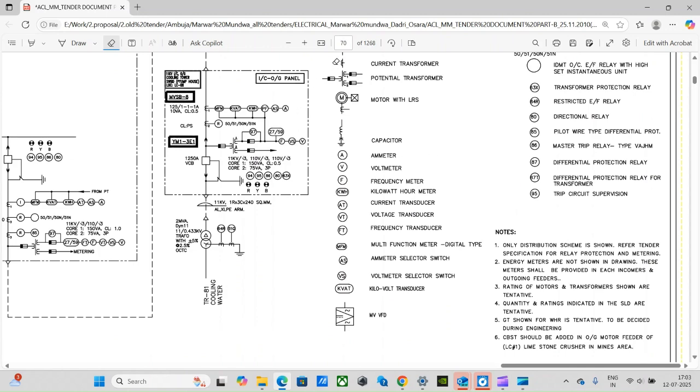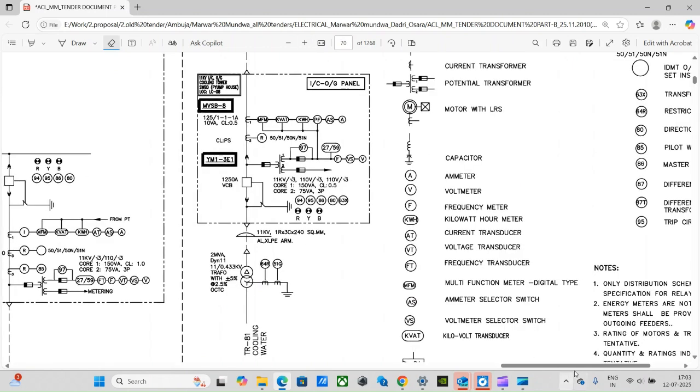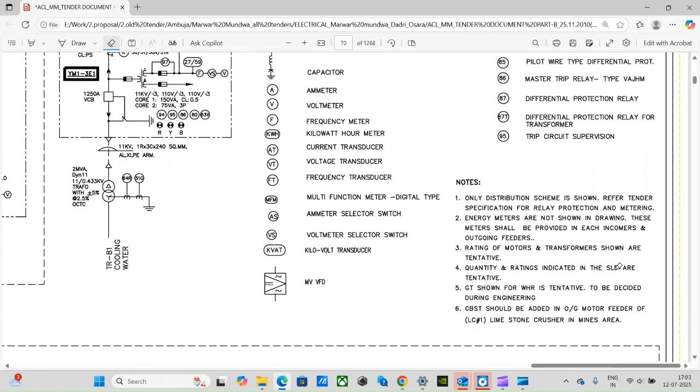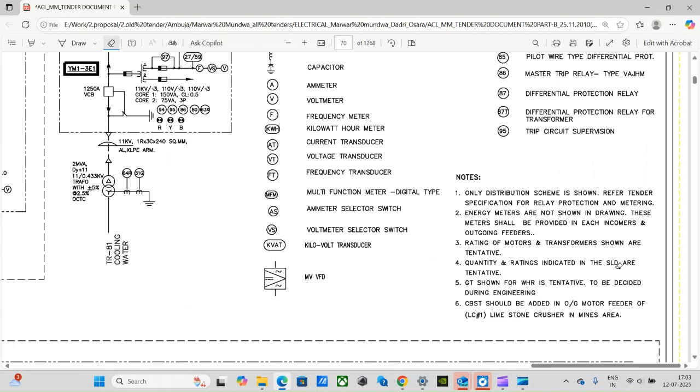One more important thing that I have seen many people miss, particularly those who have recently joined as design engineers, is to read the notes. This is extremely important. Let us read it. Only distribution scheme is shown. Refer tender specification for relay protection and metering. Energy meters are not shown in drawing. These meters shall be provided in each incomer and outgoing.